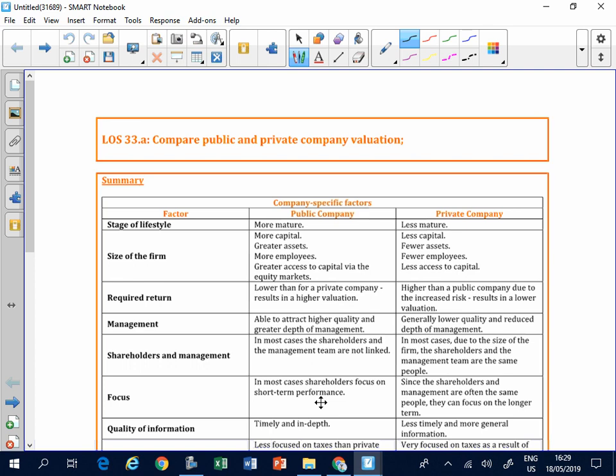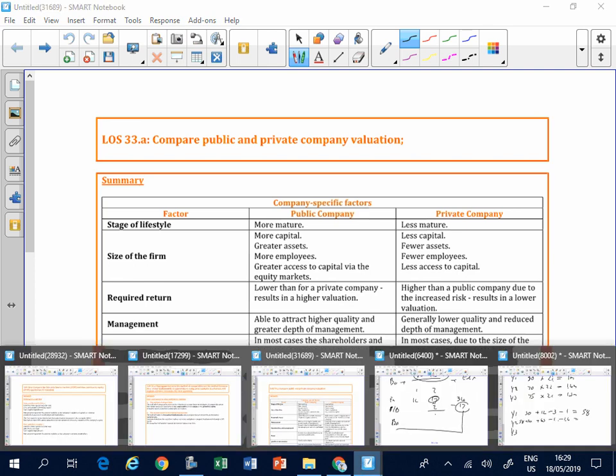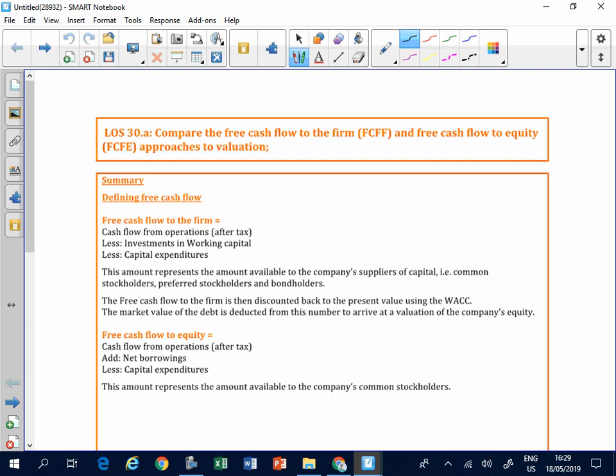Okay. So compare public and private companies. Which one do you want? Let's do free cash flow. Okay. You guys want to do free cash flow? Let's do free cash flow. Okay. Perfect. Let's do free cash flow and then we can take a break.